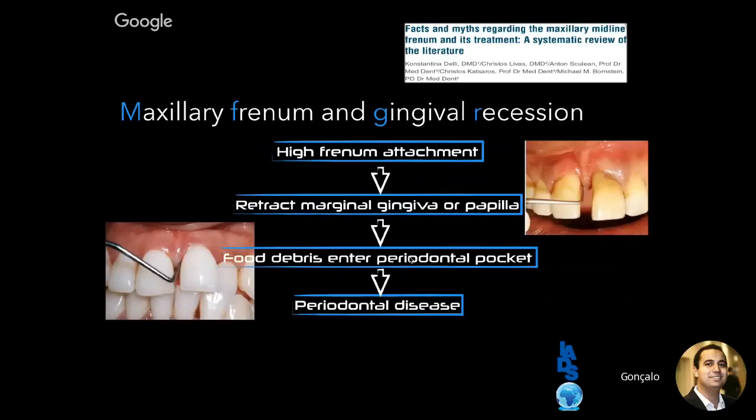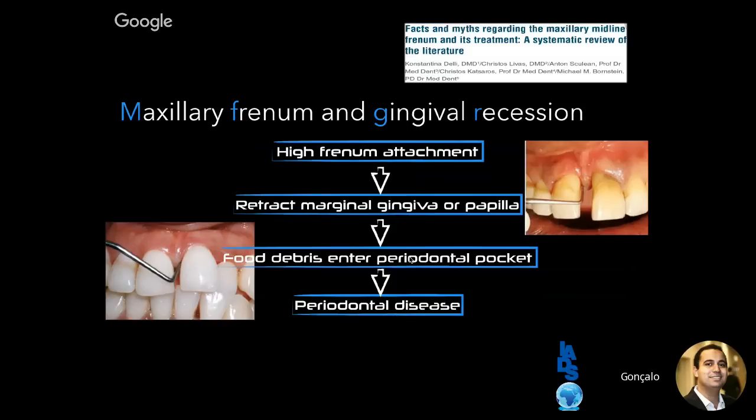So maxillary frenum is associated with gingival recession. Of course, there's not strong evidence, so we don't have systematic reviews, but generally the concept behind maxillary frenum and gingival recessions is that when we have a high frenum attachment, especially in those pathologic types like the papillary and papillary penetrating, because it's attached to the papilla, it retracts the marginal gingiva, and that can cause food debris to enter the periodontal pocket and can cause periodontal disease.